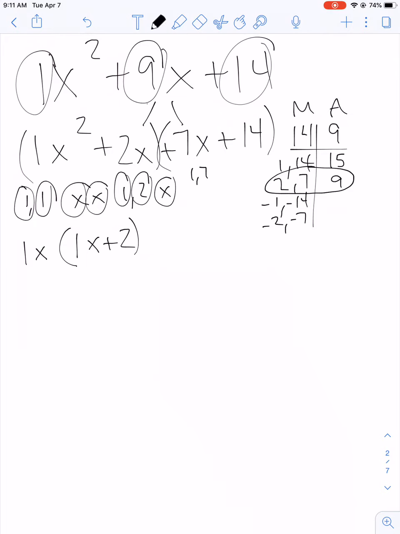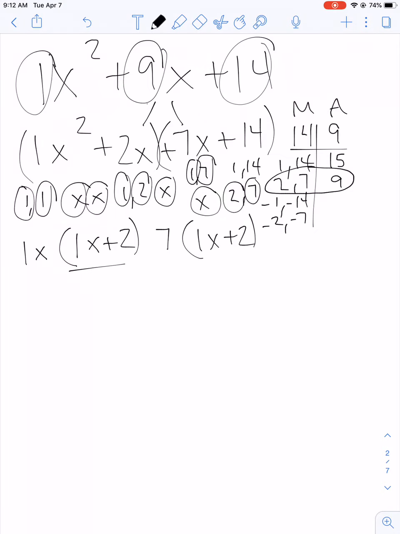Same thing over here. 1 times 7 and x. 14 is 1 times 14 or 2 times 7. And again, you're looking for the biggest thing you can take out of both. Well, looks like I can take out a 7. That goes outside. Can I take an x out of each of these? No. So what do I have left over? Well, 1x and positive 2.